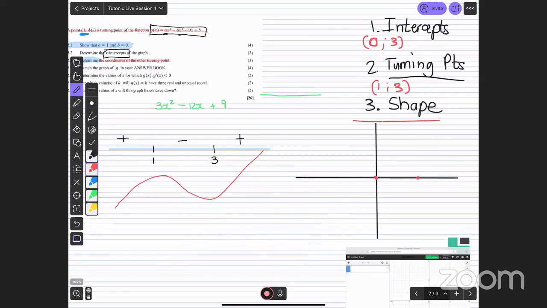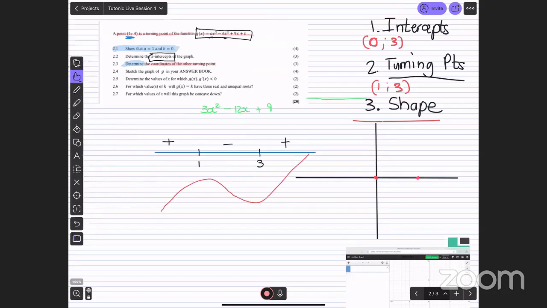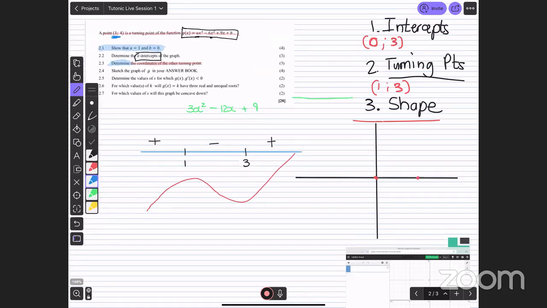And the turning points? It is 1 and 3. And what are the coordinates of the turning points? Remember, the coordinates are important also. No, not 1, 0. They told us in the question. 1 and 4, right? So they told you there, okay? So about here, do you guys agree? There's 1, 4.